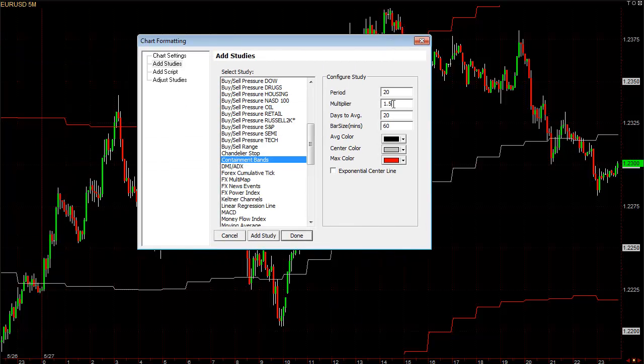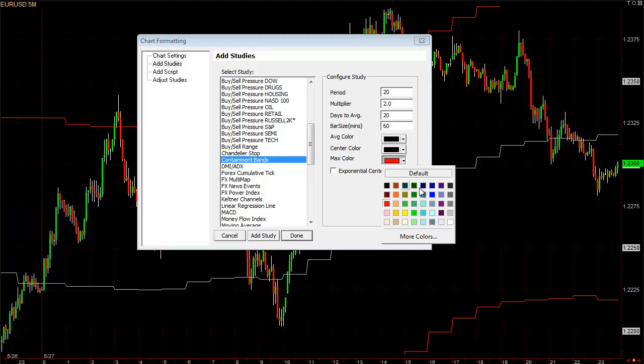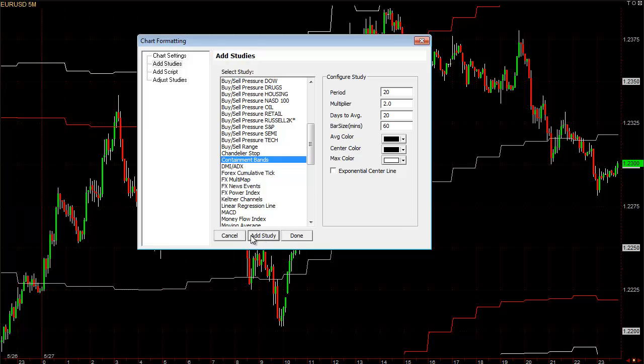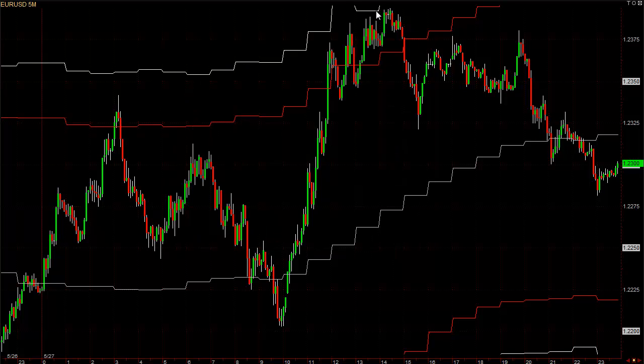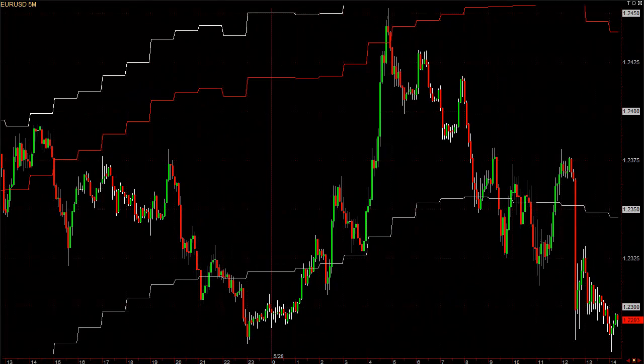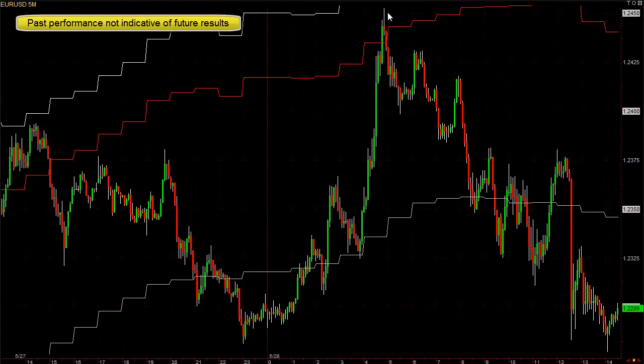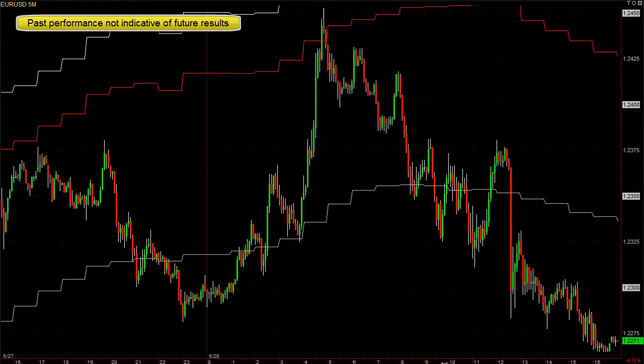I also like to add the 2.0 bands on here, and I make them white. Usually at these extreme white bands, the market has a much higher probability of reversing. Let's look at how this tool worked on the following day. You can see it came up, hit the upper containment band, and then dropped.